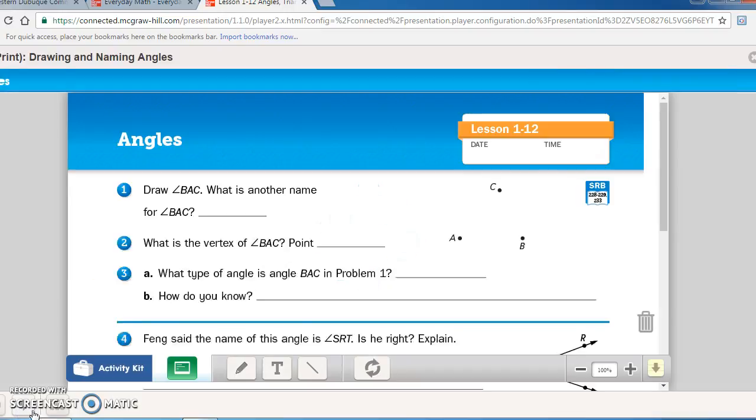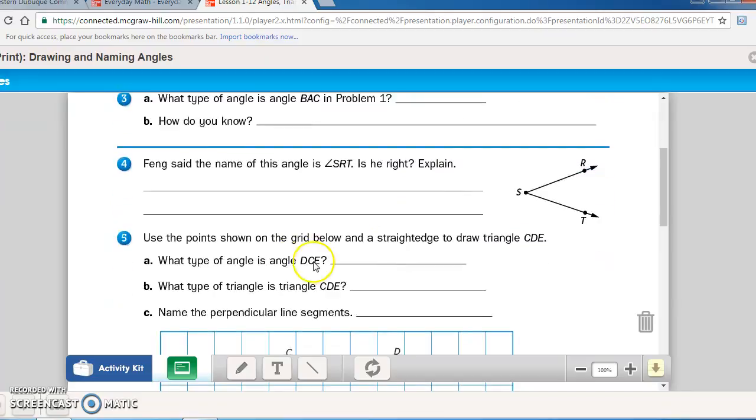Okay, as you go on and you finish the rest of the page, you're going to notice down here that it says, Feng said the name of this angle is SRT. Is he right? Well, remember what I told you. S to R to T. Did he start at S, go to R, and go to T? You're correct, he did not. So my answer is no. How am I going to explain that? Well, you should notice that the vertex is S, and S is not in the middle of the angle. So you need to write the vertex.